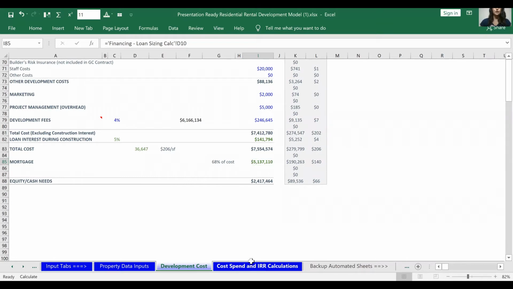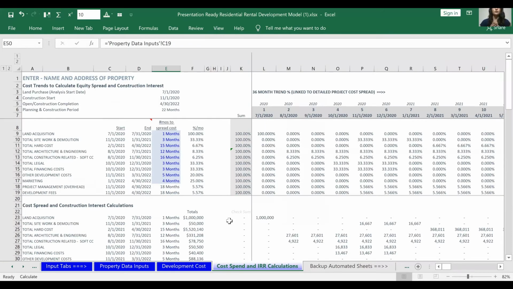The next tab shows my cost spend. This is important for lenders as well as for yourself to know what your equity spend and then your mortgage draws are going to look like over time. An easy way to calculate this is I've built this formula up here where it takes your construction costs down below and spreads them by months.